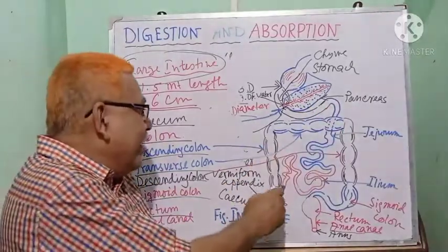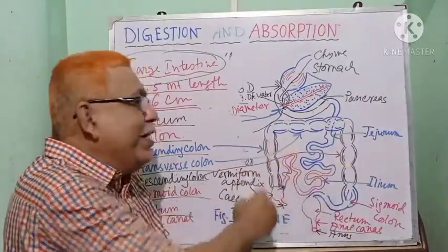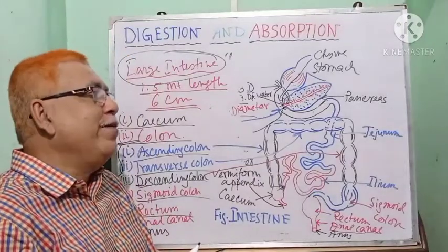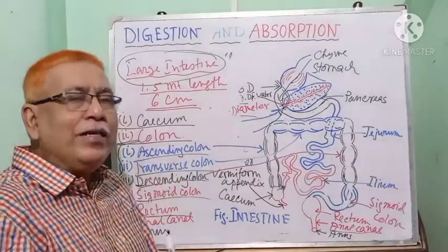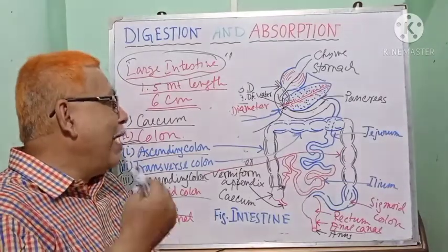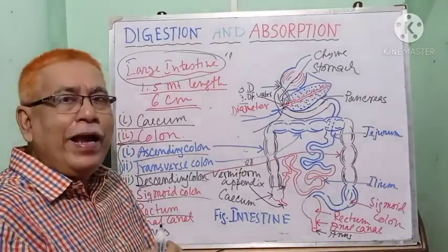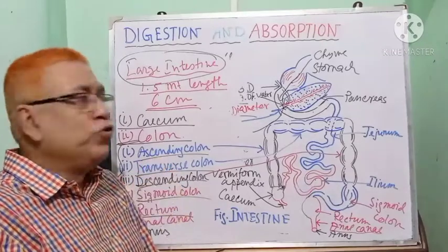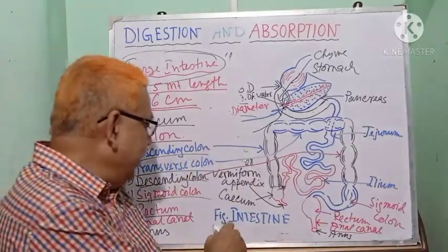And what is the function of the large intestine? Mainly absorption of water takes place here, and stool is formed, and the large intestine helps to eliminate stool. So this is all about the intestine.